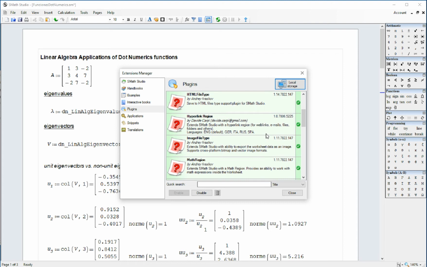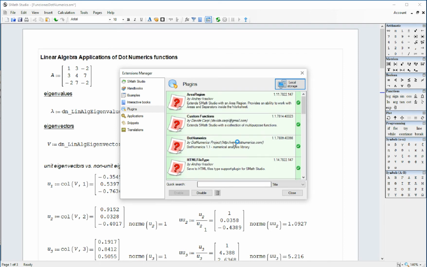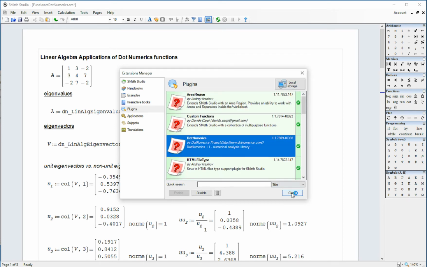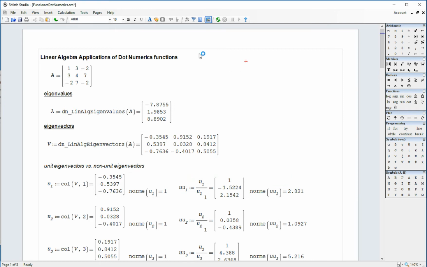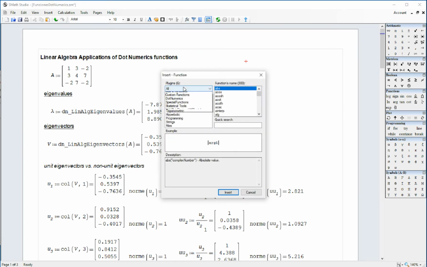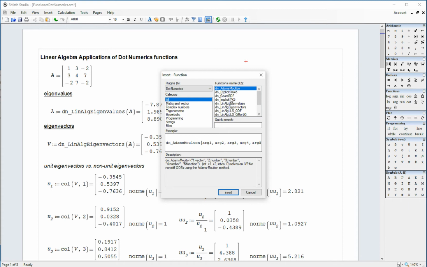It's simply called .numerics. And when you include those functions in here, you can look them up, and it has these functions. The first four are related to solving ordinary differential equations. The next ones are on linear algebra, and we're going to see the applications of them.